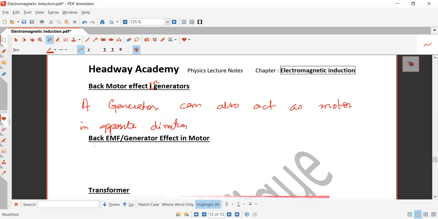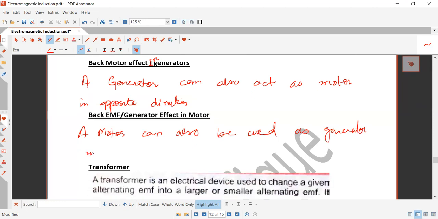और दूसरे वाले को क्या कहेंगे? जनरेटर, मोटर. बैक मोटर इफेक्ट इन जनरेटर क्या हो जाएगा? जैसे कहेंगे a motor can also be used as a generator in the opposite direction. ठीक है, मतलब दोनों का काम ही ऑपोजिट है, तो डेफिनेटली फिर हम ये कर भी सकते हैं.